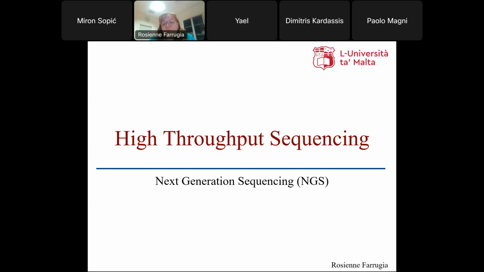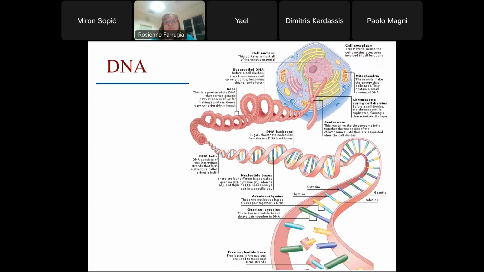So with high throughput sequencing, what we can do is get the entire genome. So here we go. Each cell has DNA, and we can get the entire DNA molecule. For humans, that's 3 billion nucleotides, and we can actually sequence that entire DNA molecule in a single experiment. This is something relatively recent, of the last 15, 20 years.